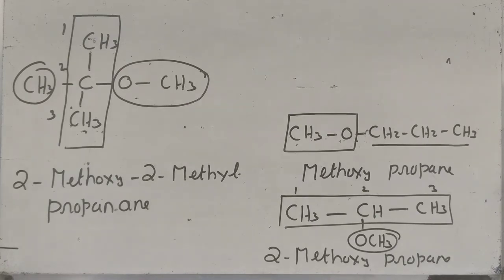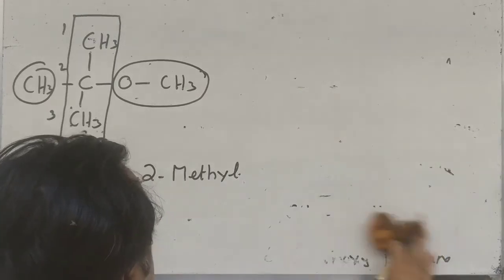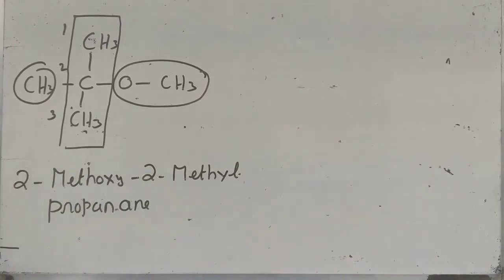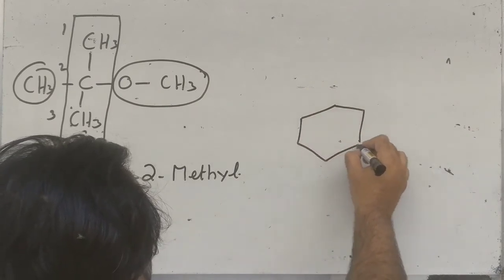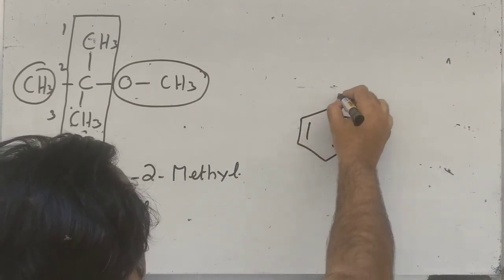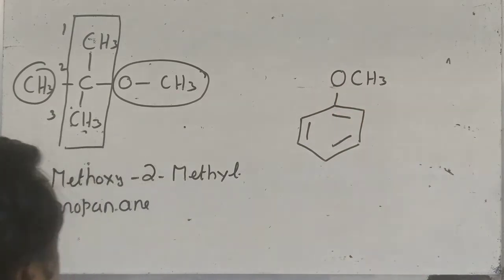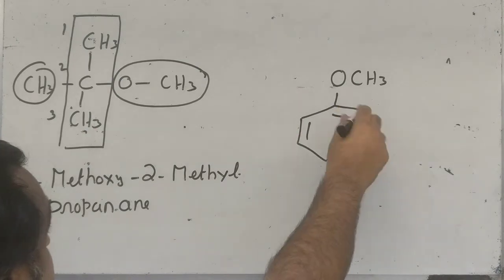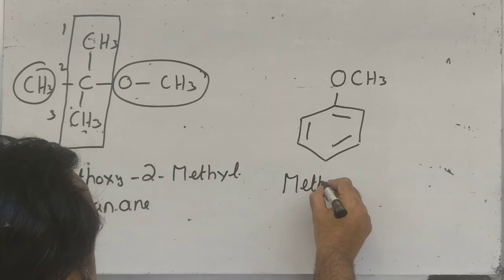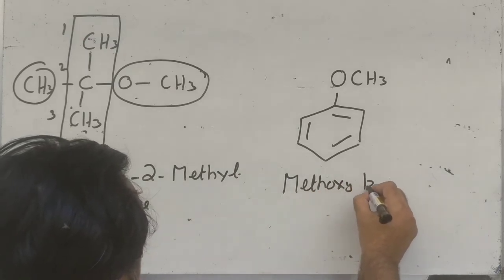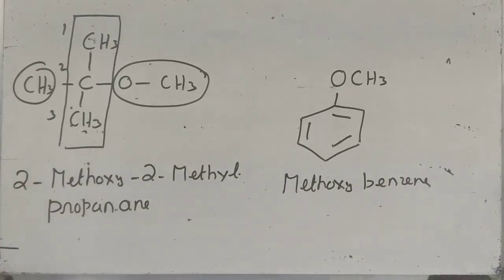Then remember anisole. Let's write the IUPAC name of anisole. What was anisole? Benzene with OCH3. In this case, 6 carbons, a derivative of benzene. So it will be called methoxy benzene, the derivative of the common name anisole.